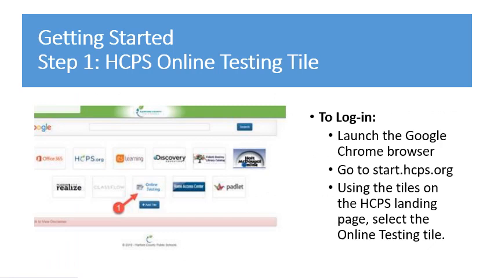In order to get started with this assessment, the first step will be to go to your HCPS online testing tile. You will need to launch the Google Chrome browser on your computer or tablet. You will go to the website start.hcps.org. Using the tiles on the HCPS landing page, select the online testing tile.